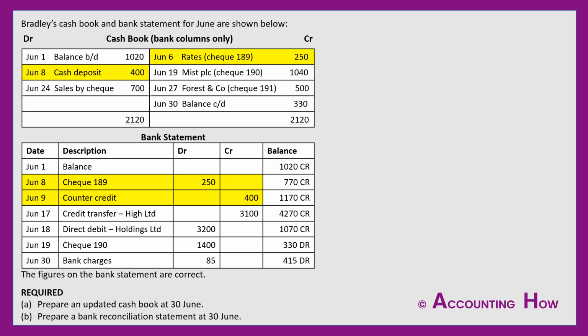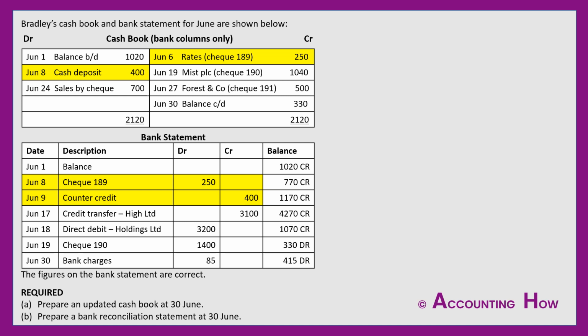I can also see, and I've highlighted, another pair on the credit side. In his cash book, he's got this check number 189 that he's paid for rates, and then I can see it recorded as a debit in the bank statement. So again, both Bradley and his bank know about those. And that's how to start a bank reconciliation: go through and almost tick off the things that both we know about and the bank knows about. I'm looking to see if there's anything else.